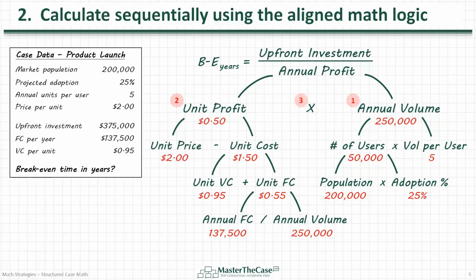The third substep is to multiply unit profit by annual volume. So 50 cents times 250,000 produces $125,000 of annual profit. Our fourth and final substep is to determine break-even time by dividing upfront investment by annual profit. So $375,000 divided by $125,000 results in 3 years of break-even time, thereby answering our main question.